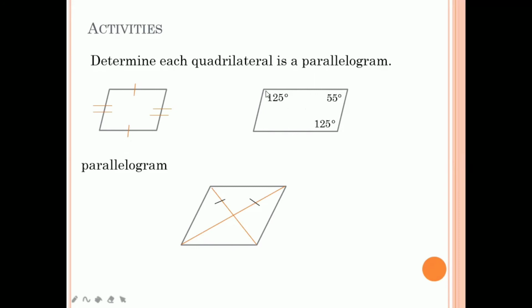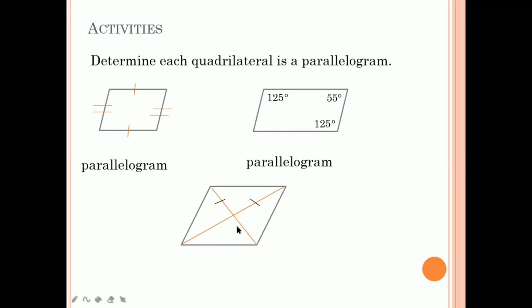Okay, how about this? The angle is 125 degrees, and the angle here is 125 degrees. This angle is 55 degrees. How about here? This angle is also 55 degrees because they are supplementary. These consecutive angles are supplementary, they equal 180 degrees, and the opposite sides are equal. So they are a parallelogram.